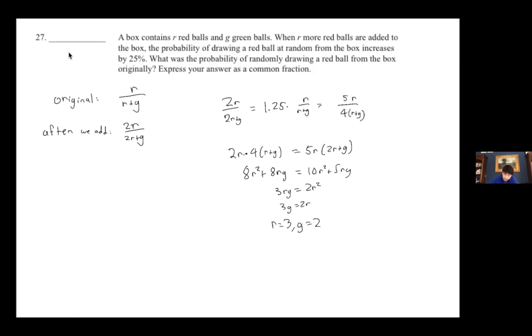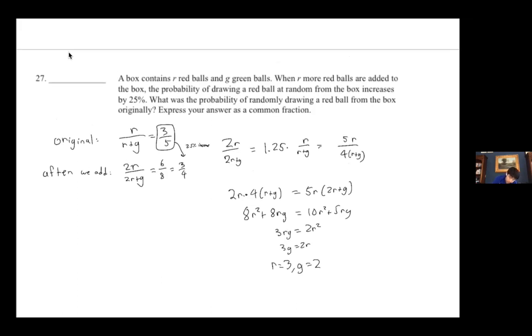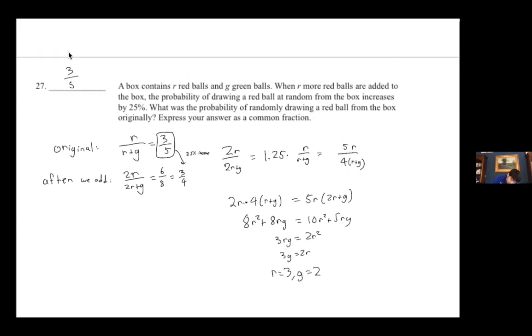And so now I would go back and check, because it takes very little effort. So when R equals 3 and G equals 2, the original probability becomes 3/5. And 2R over 2R plus G equals 6 over 8, which equals 3/4. And there is, in fact, a 25% increase here. And then it's asking for the original probability, which is 3/5.